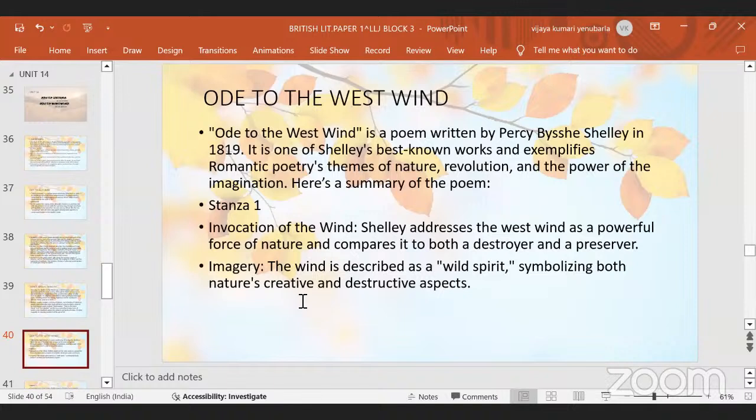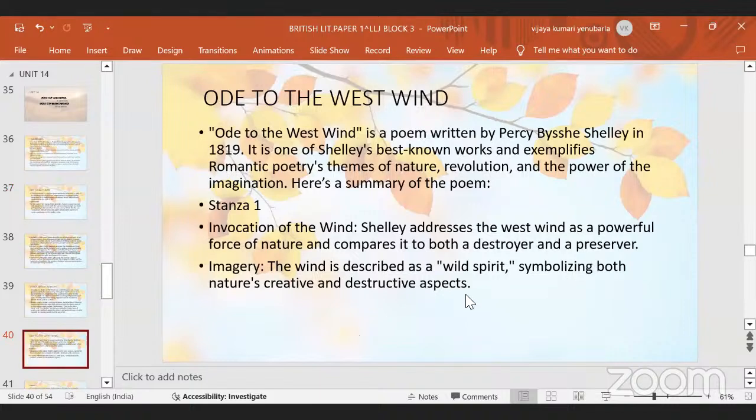So stanza 1. He invokes the wind, invocation of the wind. Shelley addresses the west wind as a powerful force of nature and compares it to both a destroyer and a preserver. Now he's calling the west wind. He's personifying the west wind. What is he saying? It has both the powers.